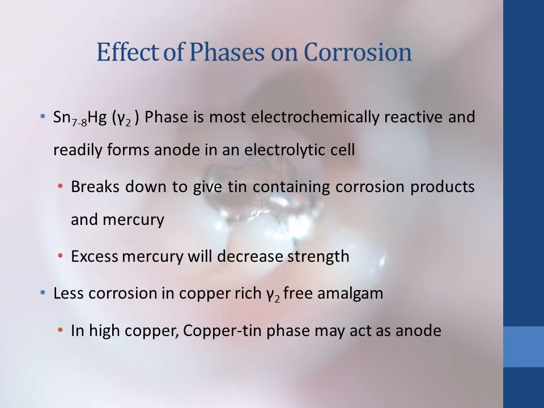Now let's look at the effect of phases on corrosion. As we said, the gamma 2 phase is most prone to corrosion. It is because it's most electrochemically reactive and forms the anode in an electrolytic cell. And because it forms an anode, it breaks down to give tin containing corrosion products as well as mercury. As you know, mercury ultimately decreases the strength. So there is less corrosion in copper rich gamma 2 free amalgam, because in high copper the copper tin phase acts as the anode.